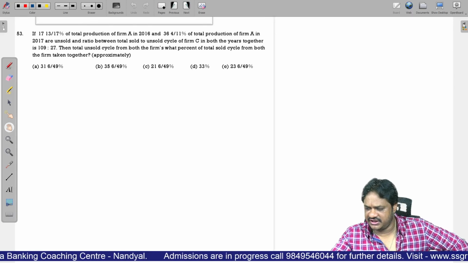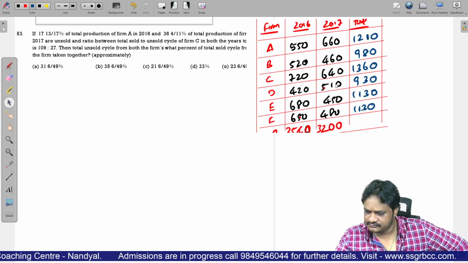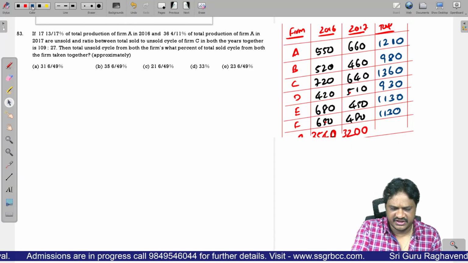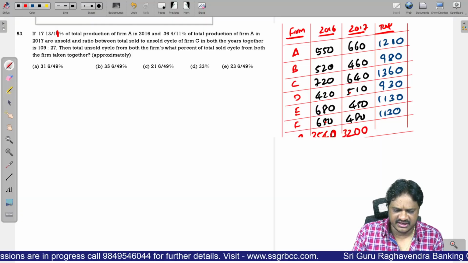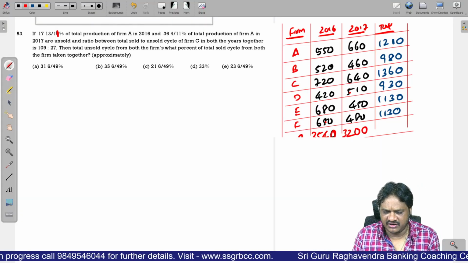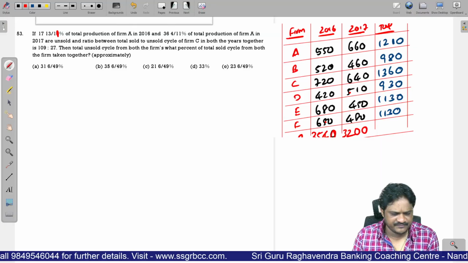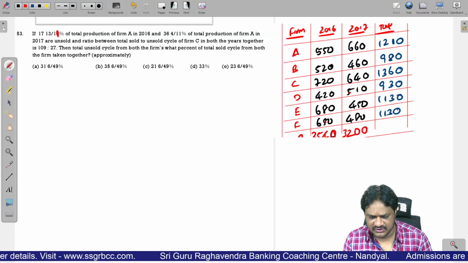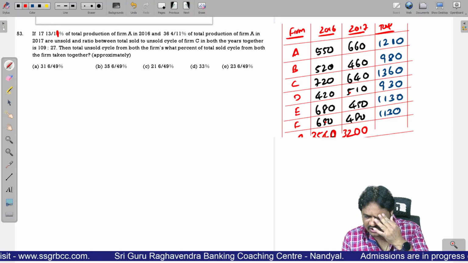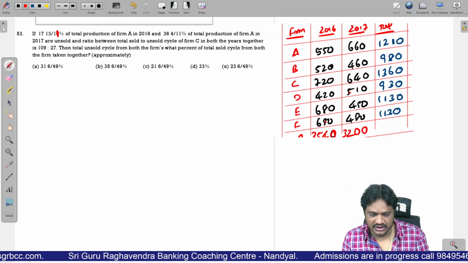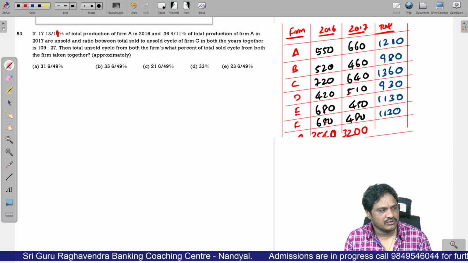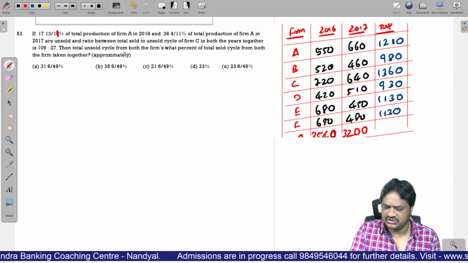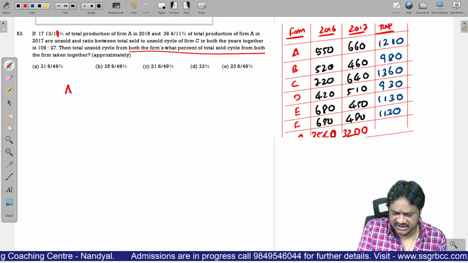If 17 13 by 11 of total production of A in 16 and 36 4 by 11 of total production of A in 17 are unsold, the ratio between the total sold and unsold of C in both years is 109 is to 27. Then total unsold cycles from both the firms is what percent of total sold from both the firms. Now let us take A.